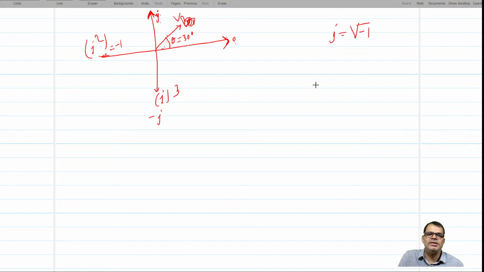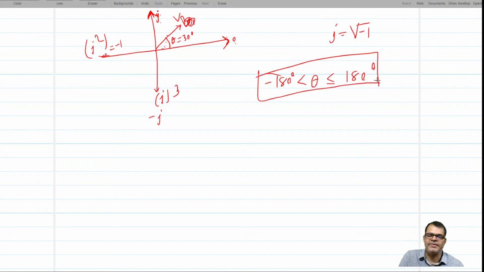Okay, always remember any phasor angle always lies greater than minus 180 degree and less than or equal to 180 degree. You need to represent any phase angle in between, so that you can easily represent it, because it covers the whole space of the complex plane.